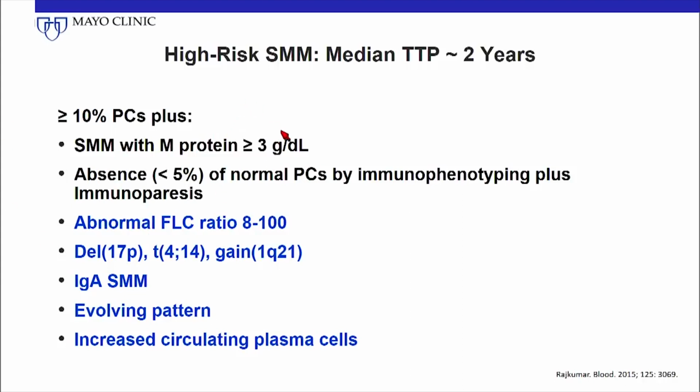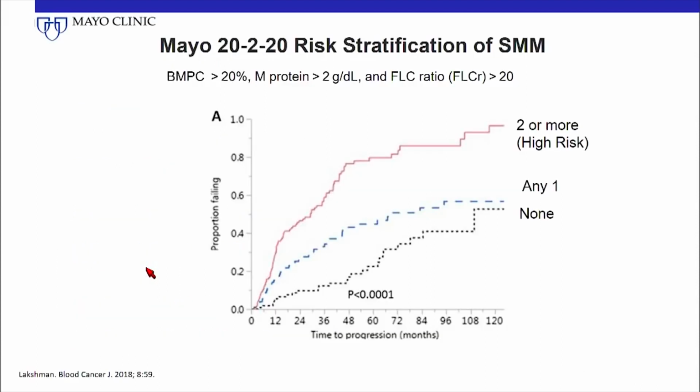Patients with very high M spikes, patients with high light chain ratios, that's not quite 100, but very high nevertheless. Abnormalities like deletion 17p, t(4;14), or gain 1q. An evolving pattern, like the M spike continues to rise, or an increase in circulating plasma cells.